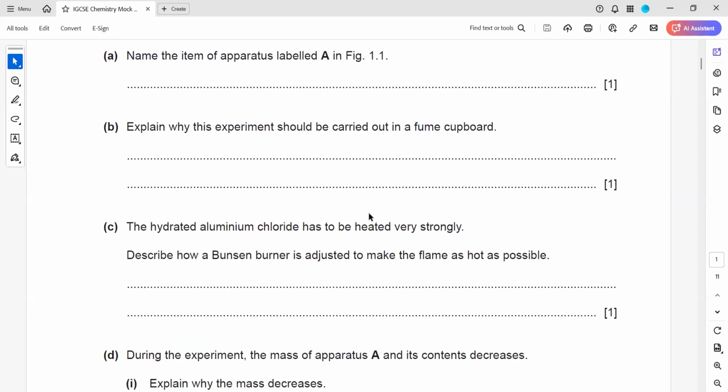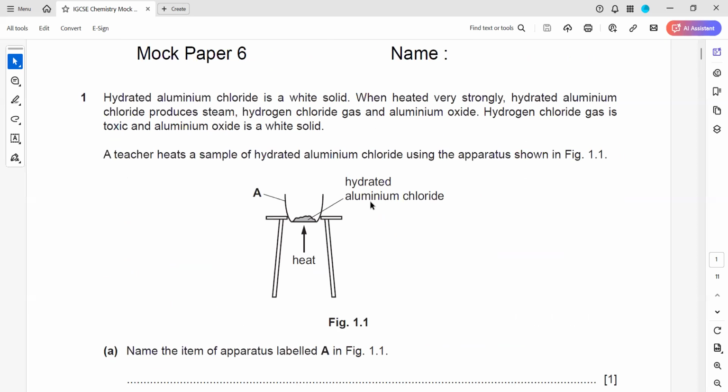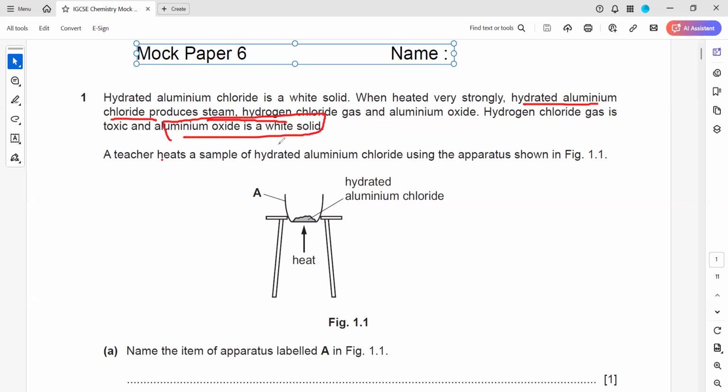So see this part of the question, they mention here that when you are heating hydrated aluminum chloride, it produces steam, hydrogen chloride, and aluminum oxide. Aluminum oxide is a solid, so that will not escape. But what will escape when you're supplying heat energy? The steam will escape as well as the hydrogen chloride gas. So one is the steam escaping, another one is hydrogen chloride gas.